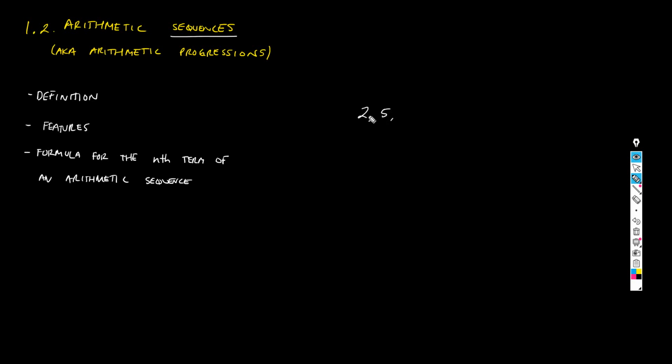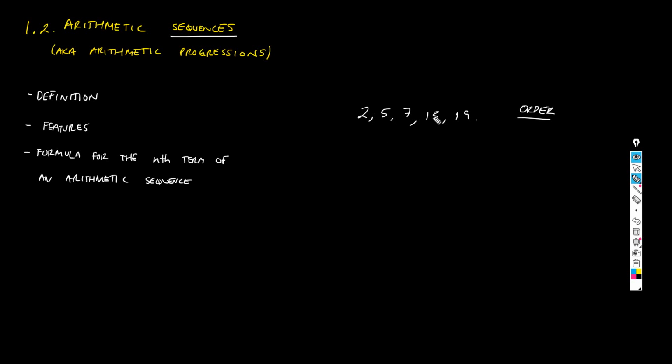For example, if I write 2, 5, 7, 13, 19, I can stop right here. This is just a sequence or a progression. And what that is, basically, is a list of numbers with some order. Okay, the concept of order is extremely important in a sequence.